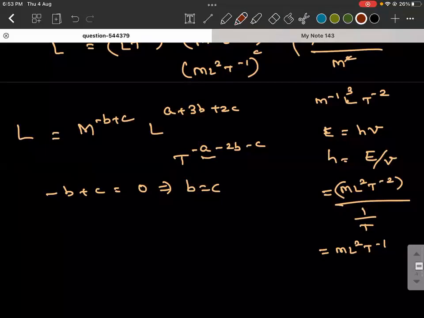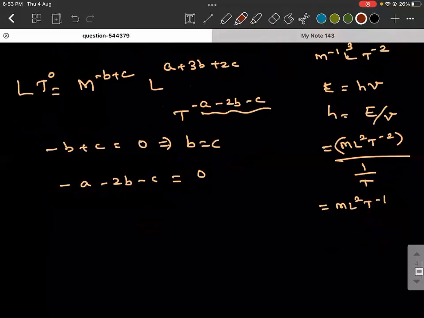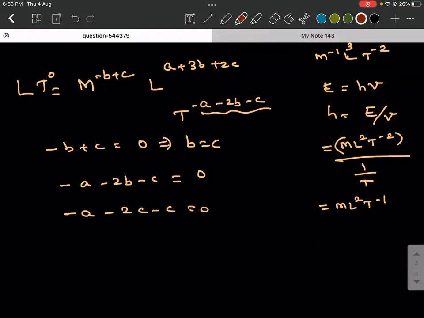Similarly, T's power is minus a minus 2b minus c. What is the power on the left hand side? T is not there, so what should you write? T power 0. Anything power 0 is 1. So that is also 0. So minus a minus 2c minus c is 0. So minus a is 3c. Is that clear?